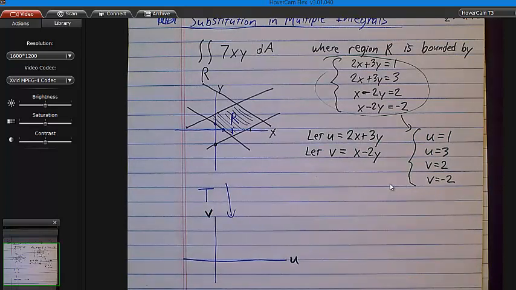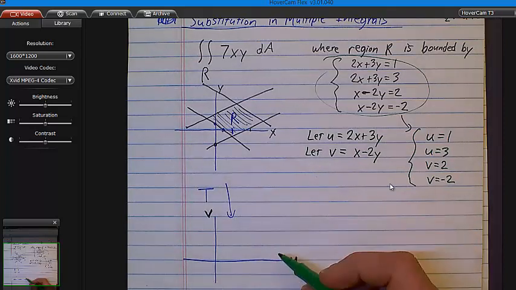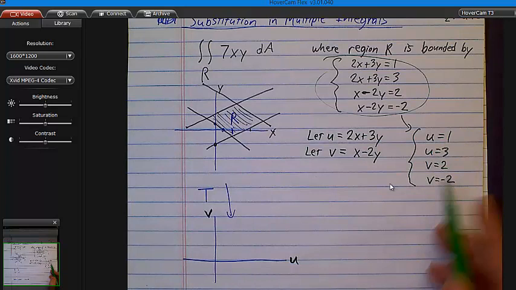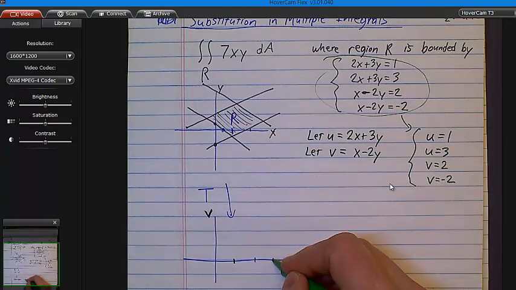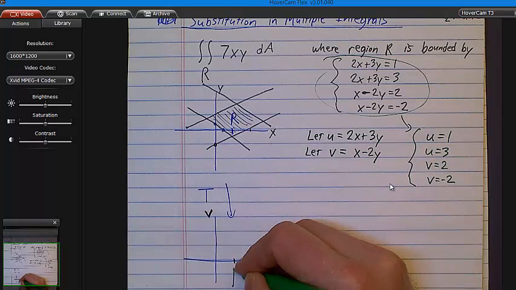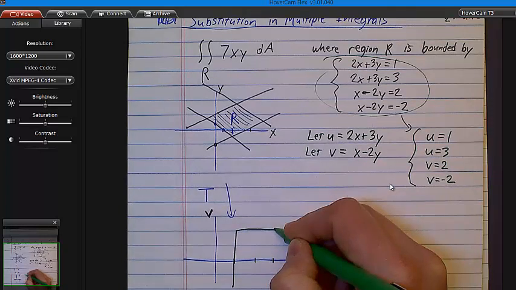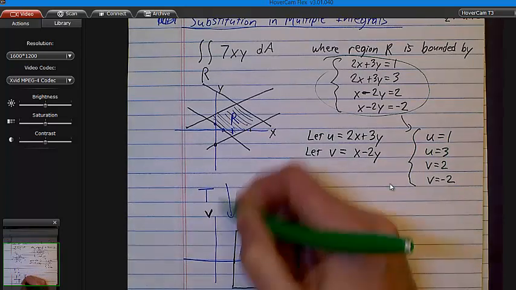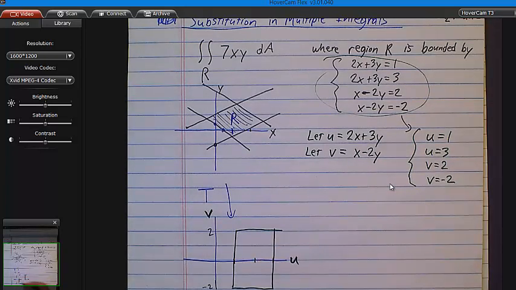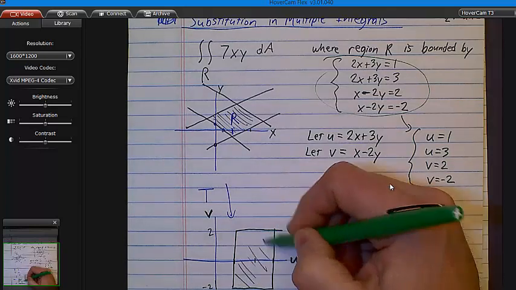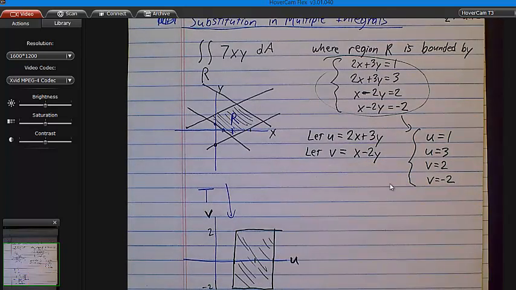And the beautiful thing about this region, which I'll call S, is that it is going to be both vertically simple and horizontally simple. So u equals 1 is right there, and u equals 3 is right there. So my region goes through u equals 1 and u equals 3, and on the v-axis it goes through negative 2 and 2. And so this is my region S. Make sense? I like integrating that way, with that as my region.